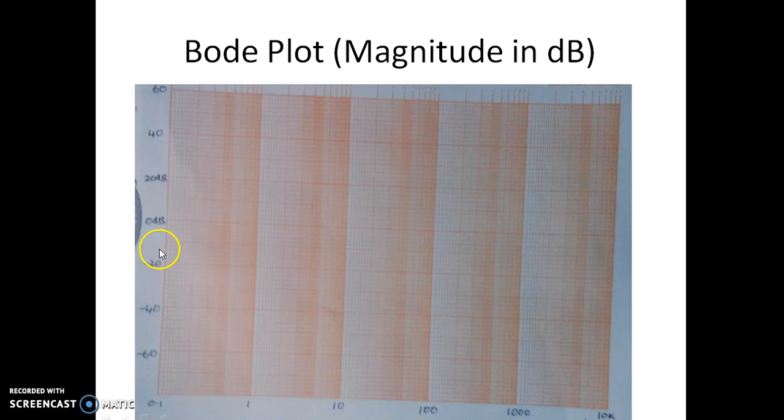And we have taken the scale of this as 1 unit is equal to 20 dB, taking this as the reference 0 dB line. So it is 20 dB, 40 dB, 60 dB, and then below 0 dB, 1 unit is equal to minus 20 dB, minus 40, minus 60, and minus 80. So on this semilog sheet we'll be plotting the magnitude plot of the transfer function that we have considered.